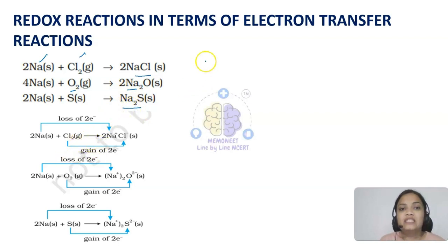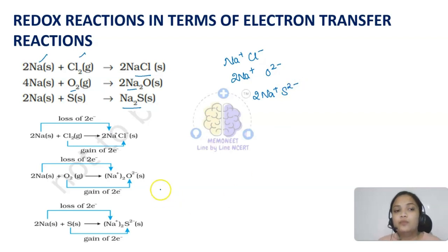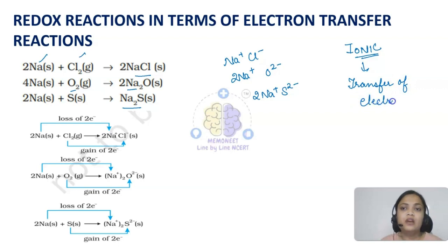What we can see is that these are ionic compounds: sodium and chlorine, Na positive, Cl negative. Here I am having 2 Na positive and O2 negative. Again here I am having 2 Na positive and S2 negative. So there is something more than addition and removal of atoms, that is electron transfer. We have studied ionic bonding in our chemical bonding chapter. Ionic compounds are formed by the transfer of electrons. So if sodium is getting converted to Na positive, there must be some loss of electron.